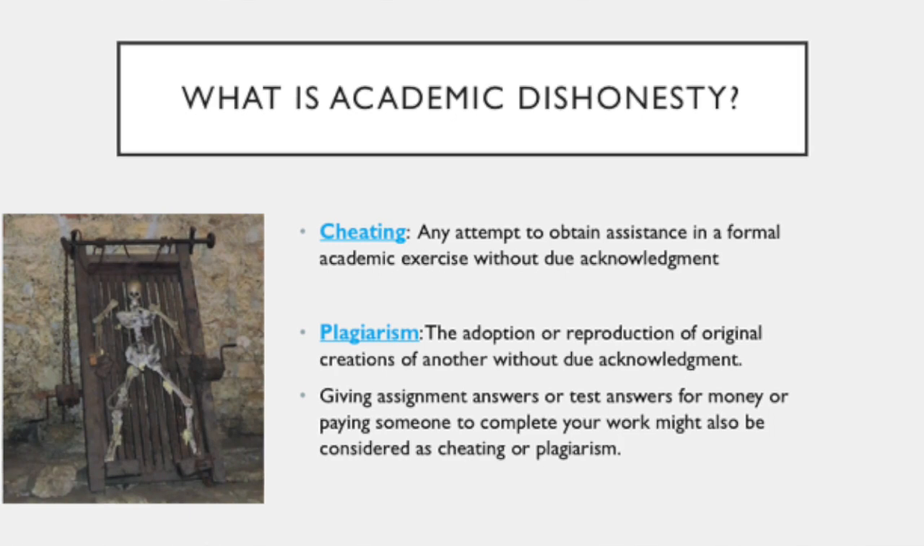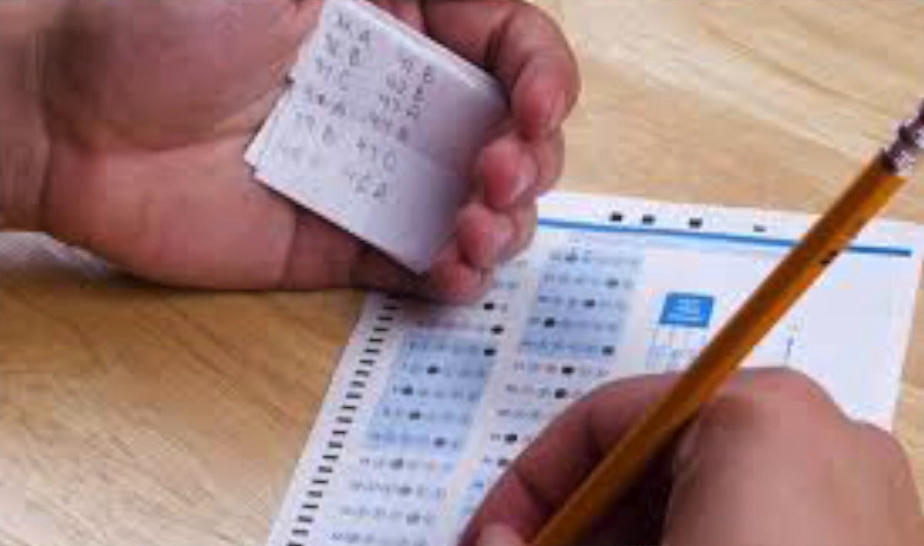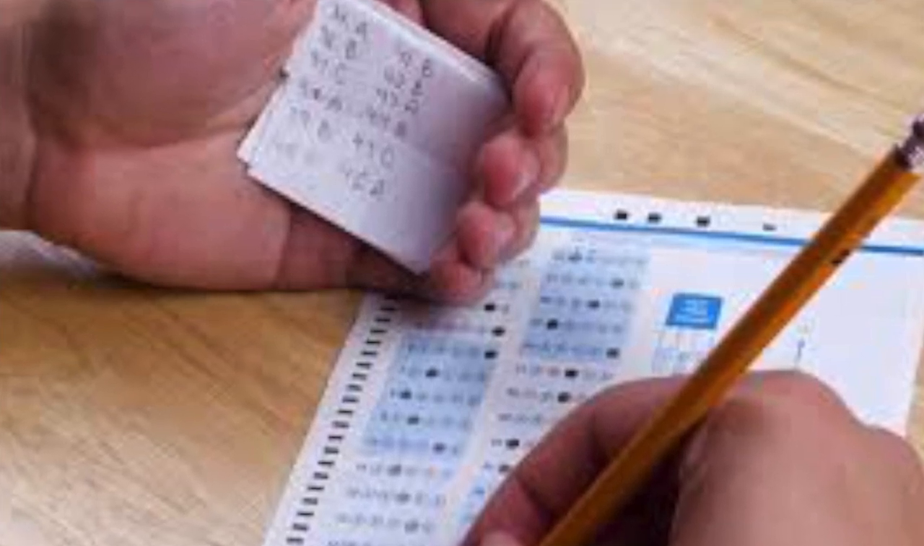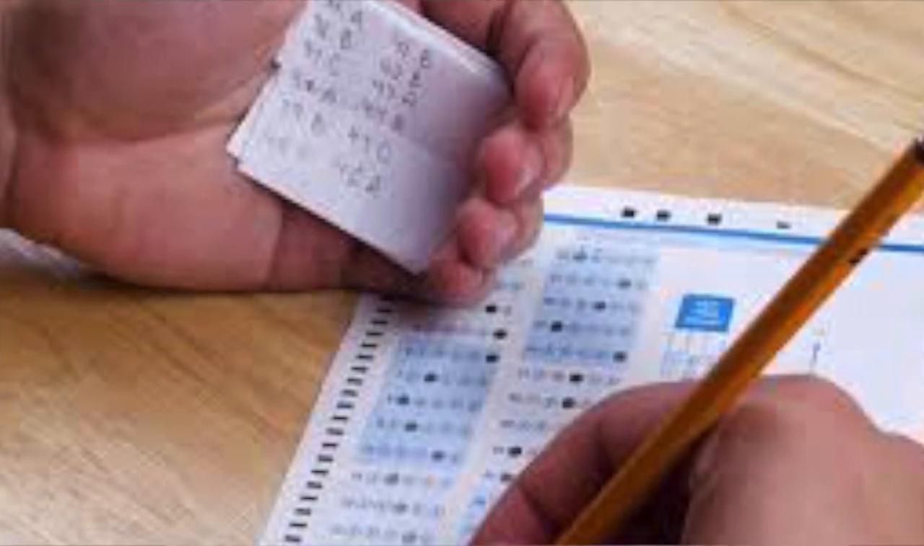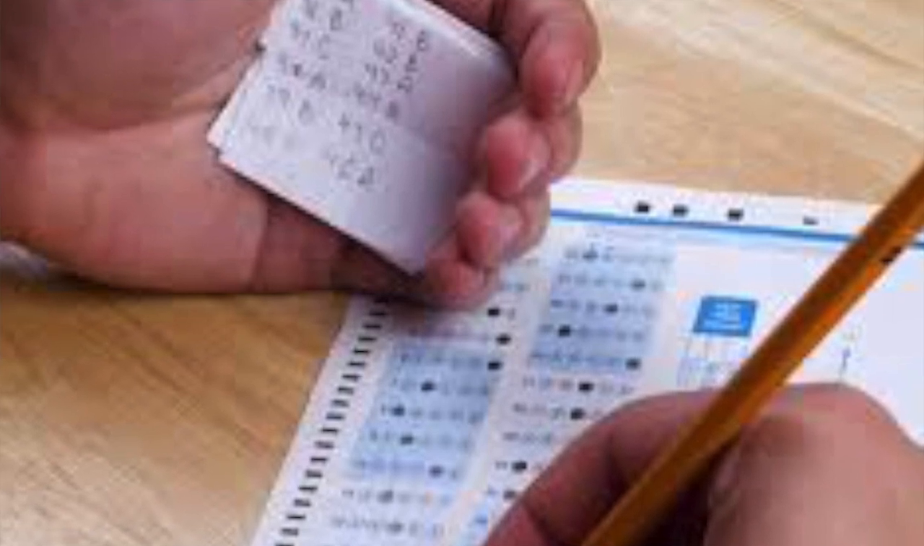More specifically, if we look at both cheating and plagiarism, we can look at very specific types of activities. For cheating, these following activities might be considered cheating in a given context. Copying answers from another person's test in a test-taking situation. Using prohibited reference materials during an exam without permission. For example, using your book or using your notes or what are called crib notes, little pieces of paper like little cheat sheets, if this is disallowed by your professor. So it's always good maybe to ask your professor what his or her expectations are in test-taking situations.